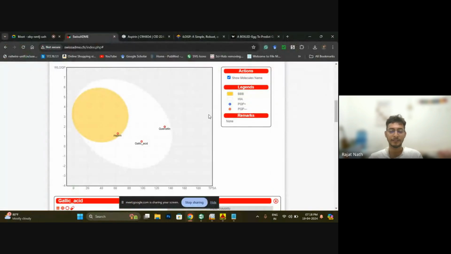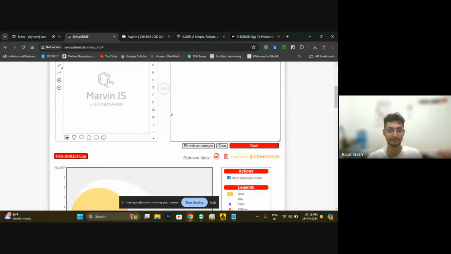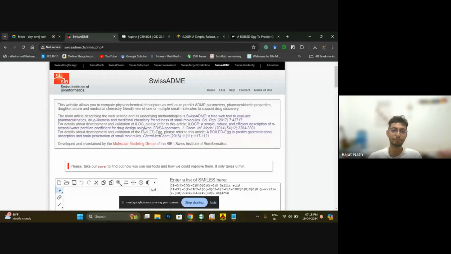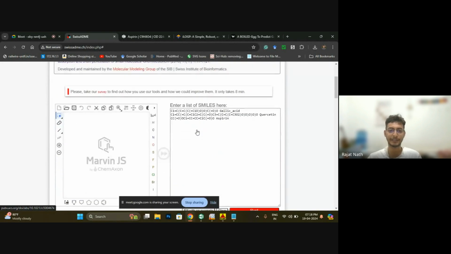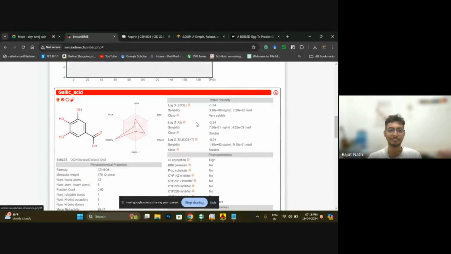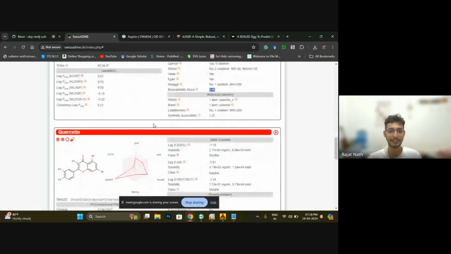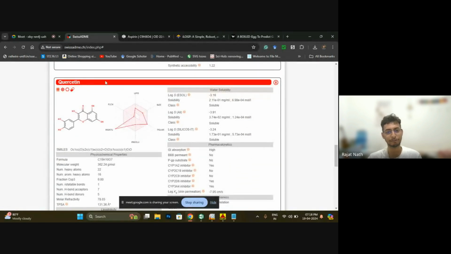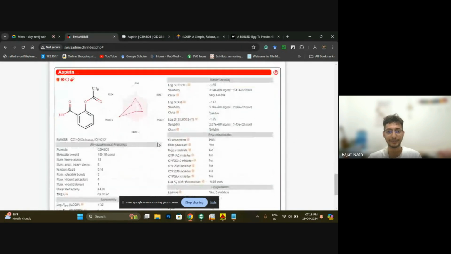And this is the boiled egg structure. If you want to know more about this, just follow these 3 research papers. You can get the idea about those parameters clearly. So this was one compound. Then you can analyze the second compound in the same method. This is another compound.